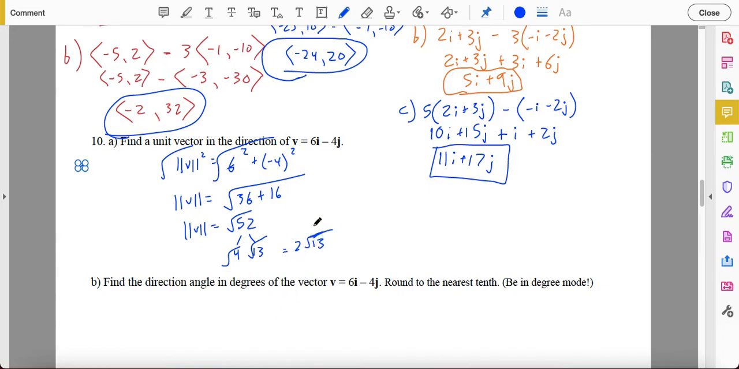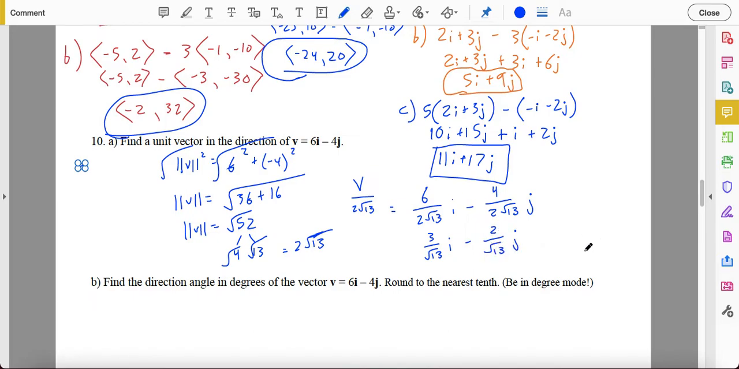So now we just have to take vector v and divide it by this. So we've got vector v divided by 2 root 13, which is equal to 6 over 2 root 13 i minus 4 over 2 root 13 j. All right, now all we have to do is simplify. So I've got 3 over root 13 i minus 2 over root 13 j.